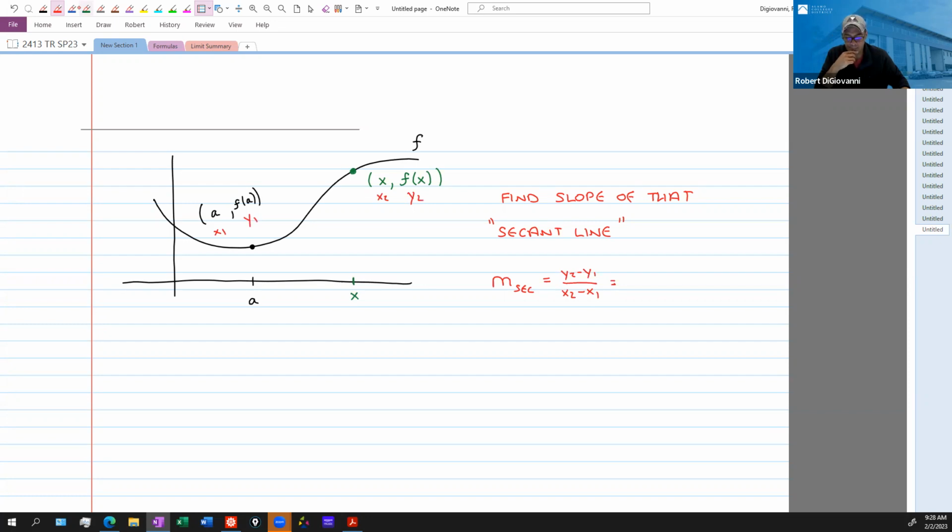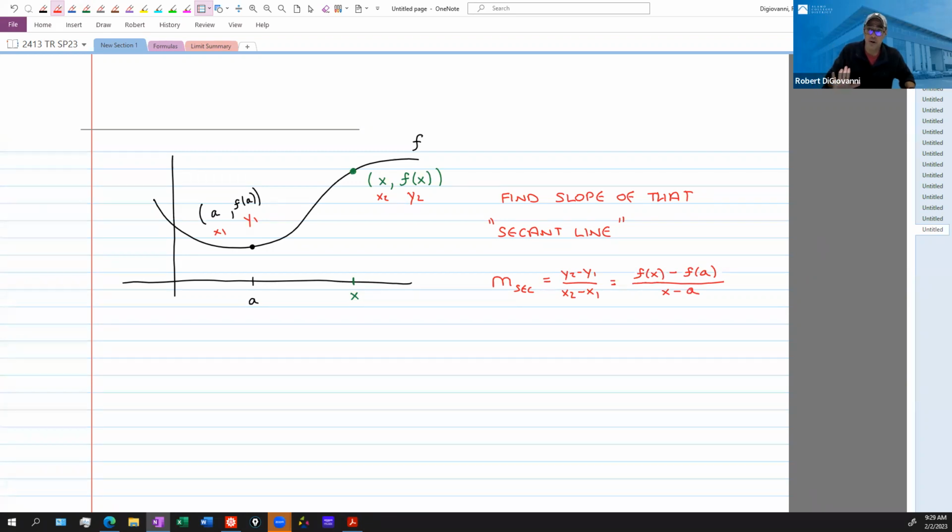What do I write down? f(x) minus f(a). Good. And then what about the denominator? x minus a. That's it. So you're just taking the difference of the y coordinates and dividing by the difference of the x coordinates. Everybody clear on the idea that that right there, whatever it is, is the slope of the secant line? Yes?